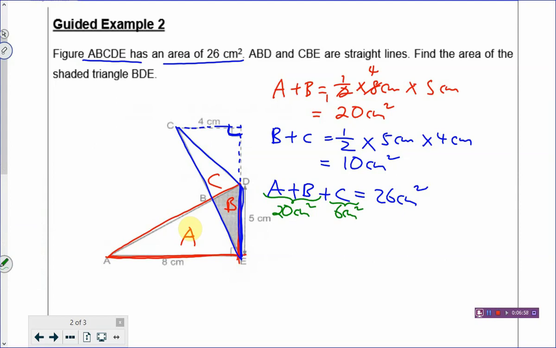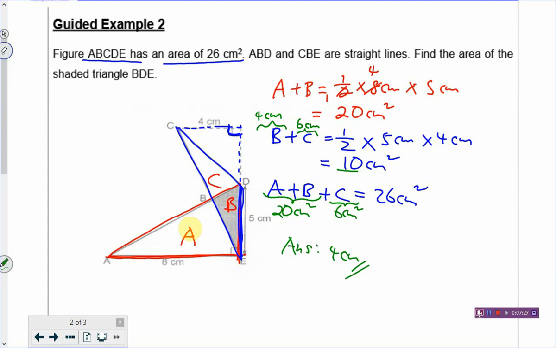And if C is 6 cm square, let's look at the other sentence to find out what is B. If C is 6 cm square, then your B must be 10 minus 6. That will be 4 cm square. So what is the shaded triangle? The shaded triangle is 4 cm square. Okay, so that's how you work out, right? That's how you find the shaded part using naming, right? You name the parts to help you work out the answer.